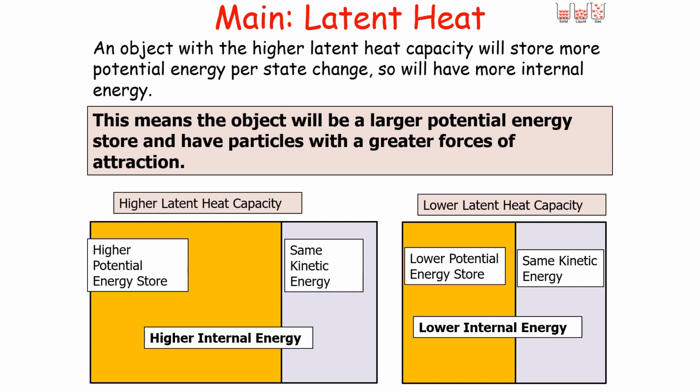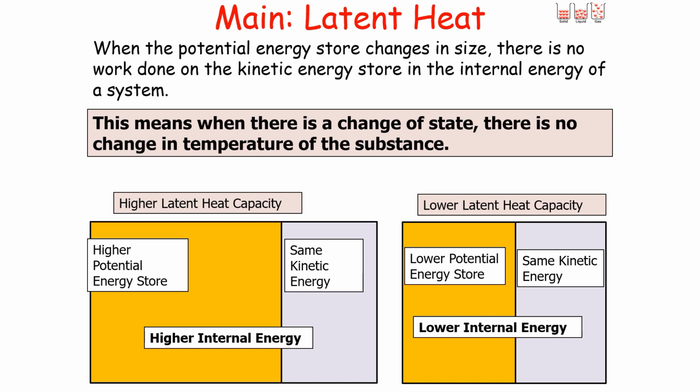If you consider two materials undergoing the same change of state, an object with a higher specific latent heat will store more potential energy per state change, so will have more internal energy. So the object with a larger potential energy store and particles with a greater force of attraction will be the one with a higher specific latent heat. Now please remember that when the potential energy store changes size, there's no work done on the kinetic energy store in the internal energy of the system. So when there's a change of state, there's going to be no change in temperature of the substance.